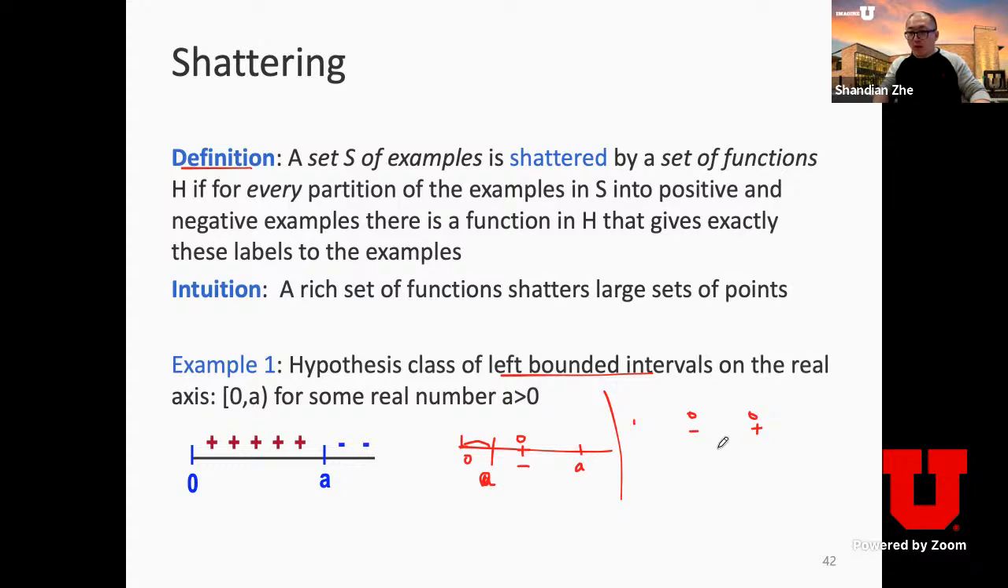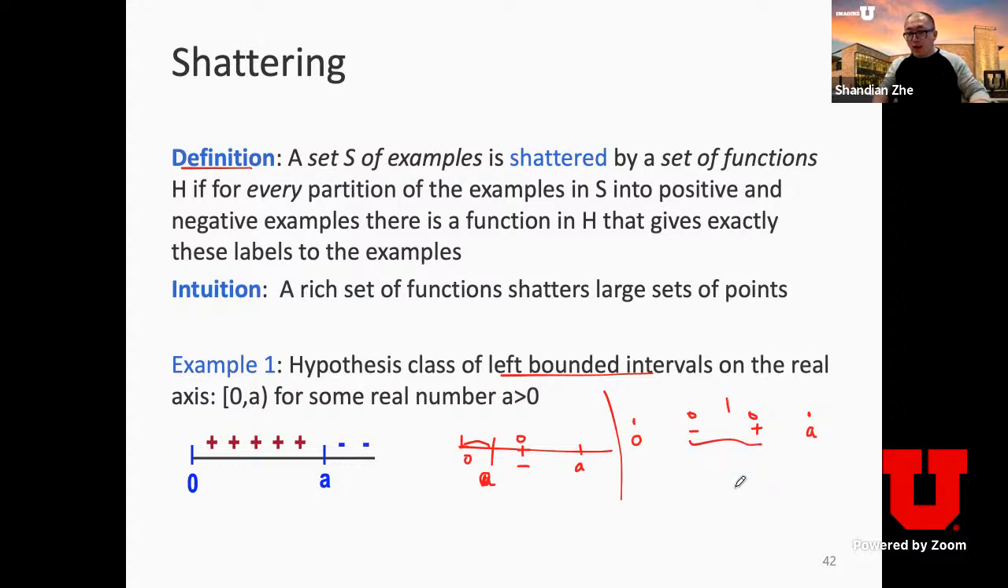So the counter example of the labeling scheme given by Tushar actually is such a case. This is 2 points. If I label the left point as negative and the right point as positive, no matter how far away or how large or how small you put A, you'll never be able to correctly predict both labels. If you put A here, you're going to have both labels predicted as positive. You have one wrong prediction.